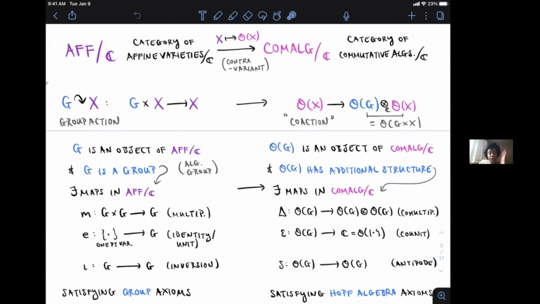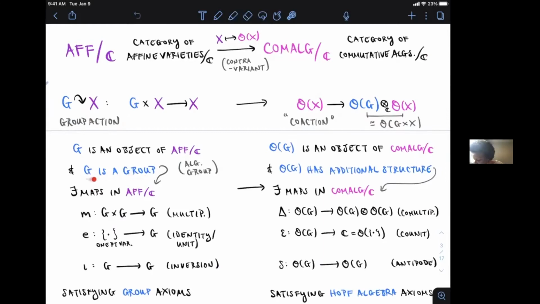Now, if we were to push all this business over to the algebraic side here, remember, we do that by taking coordinate rings. The arrows, the directions get reversed, and this is done as follows. Instead of having a group action of a group on an affine variety, we then have a so-called co-action of the coordinate ring of G on the coordinate ring of our object. And all these gadgets here are commutative algebras. So in particular, O of G is a commutative algebra, but it also has extra structure.